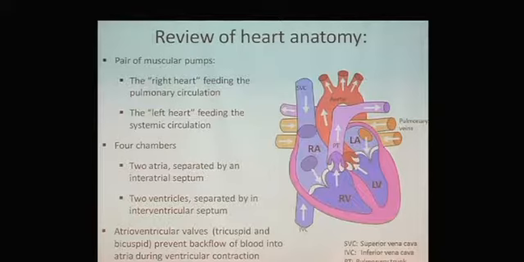Then we have a valve between the left atrium and the left ventricle, bicuspid valve or mitral valve, right? And then we have a valve between the left ventricle and the aorta, the aortic valve. So each of those is helping to regulate the flow of blood in the right direction out of the heart or through the heart.